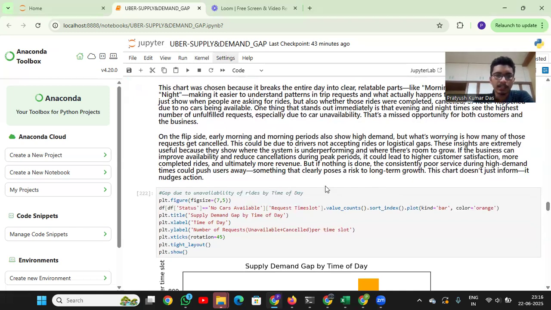One thing the business can do to improve availability and reduce cancellations, which could lead to higher customer satisfaction and more completed rides, is provide more incentives to the drivers. We would be coming to this point later, but I was just telling about the possibilities corresponding to these deviations in the status of the trips across the different entries in the frame.